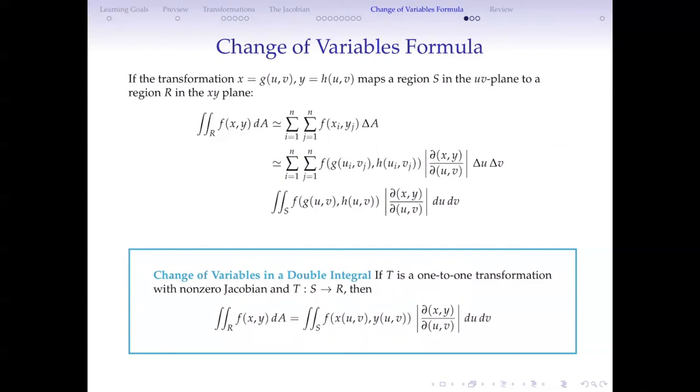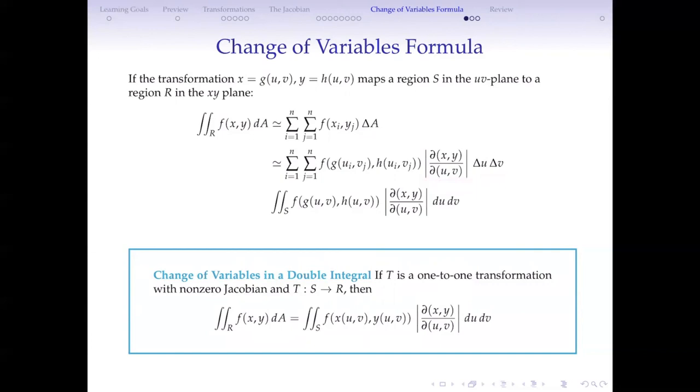Now, I could view each of these points, xi and yj, as image points under the transformation of a ui and a vj. So f evaluated at those points is going to be the same, but now what about the area? Well, I know that the area change from the rectangles in the UV plane to rectangles in the XY plane, that is from this to that, is exactly the absolute value of the Jacobian determinant.